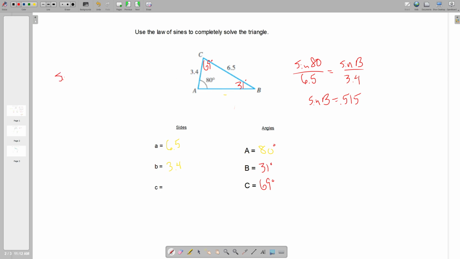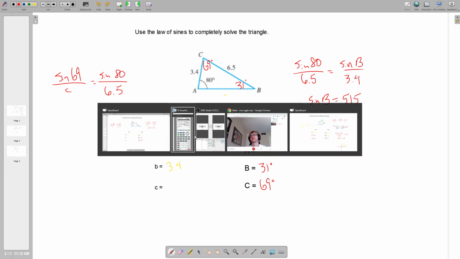So we'll say the sine of 69 degrees over little c, don't know it, is, I'll go back and use the original ratio that I knew, the sine of 80 over 6.5. So you'll notice this, once they gave me the angle side pair, that's going to be used in both of my equations. Now to solve the side, that's the easier part.